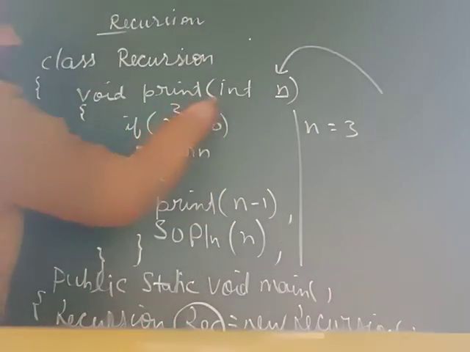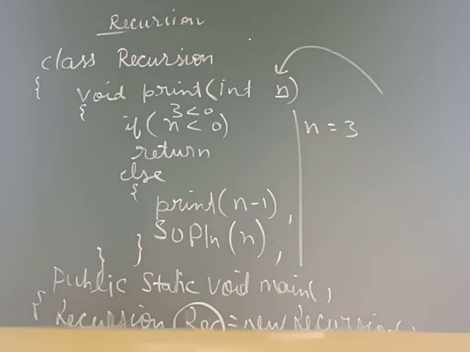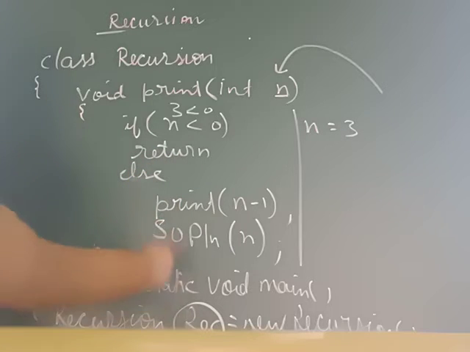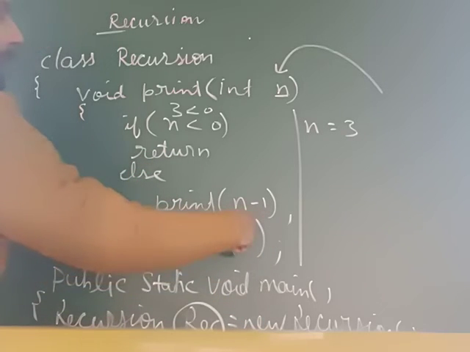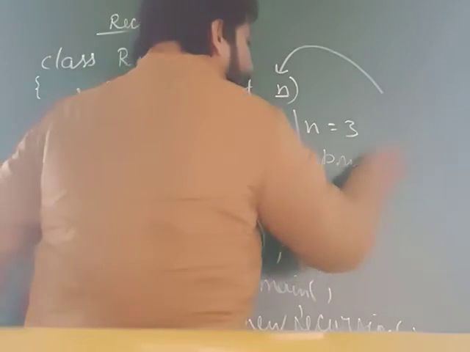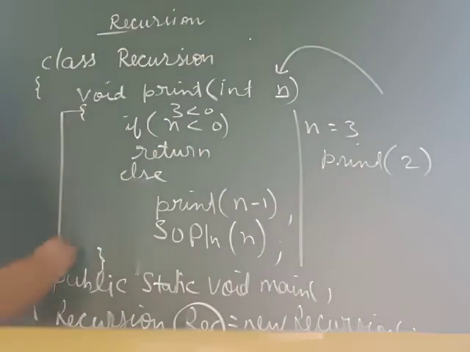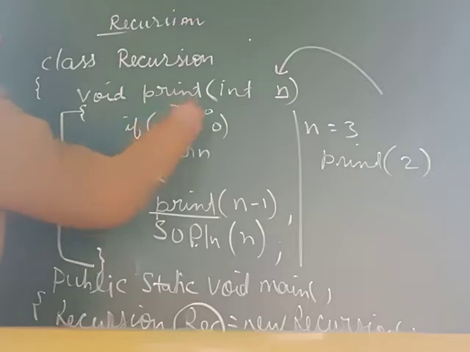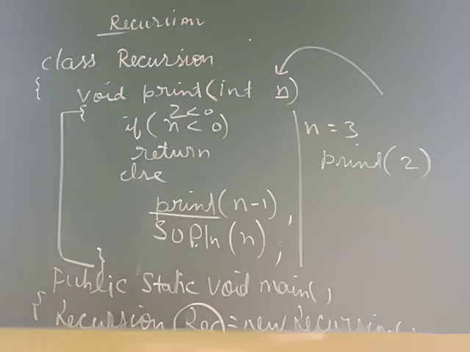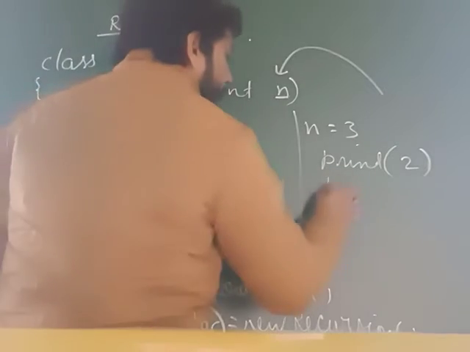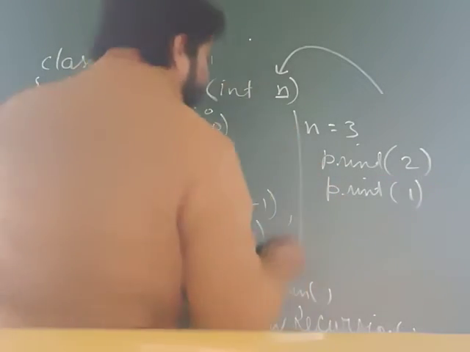Now is 3 less than or equal to 0? Condition false, so it will go to the else. There, print n minus 1. So 3 minus 1, 2. Here what is called now? Print 2. So the function is calling itself. Print n minus 1, so 2. Now is 2 less than 0? Condition false. Again it will go to the else. There it is written print n minus 1. So 2 minus 1, 1. So again the value will go, print 1.